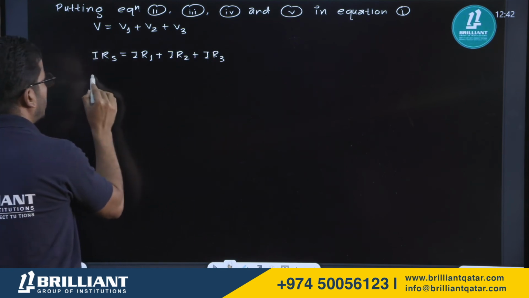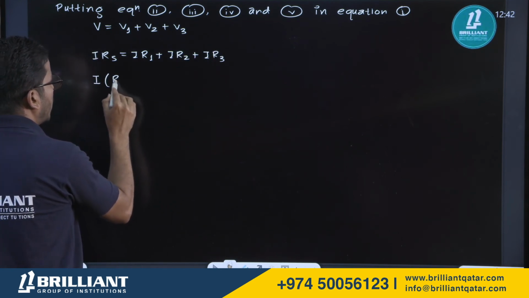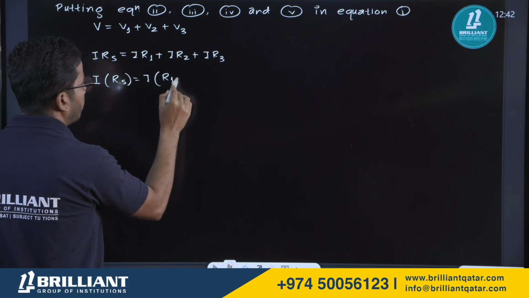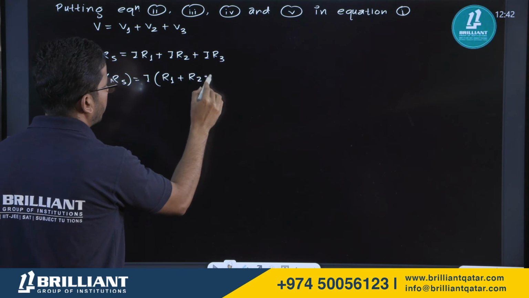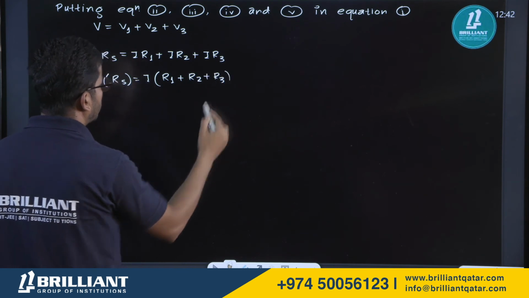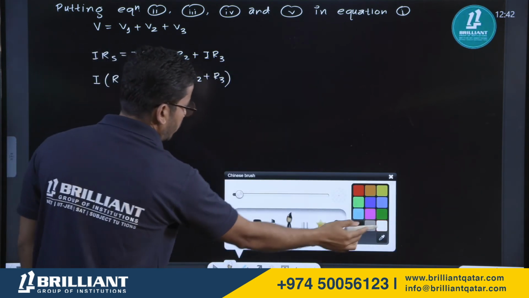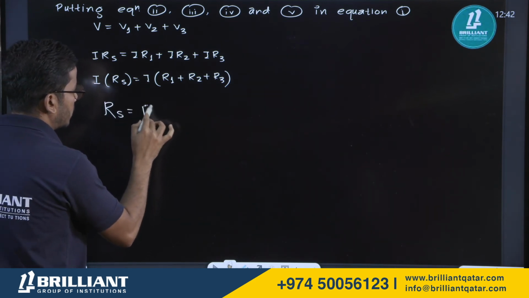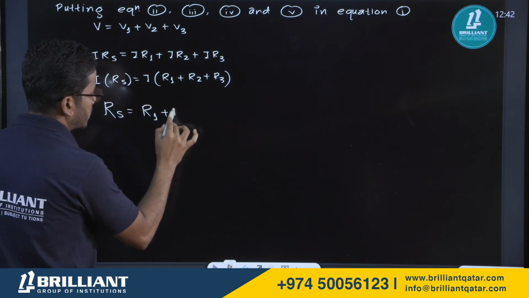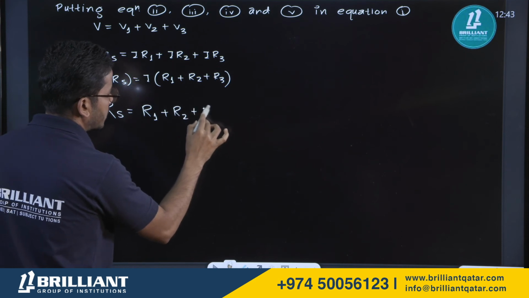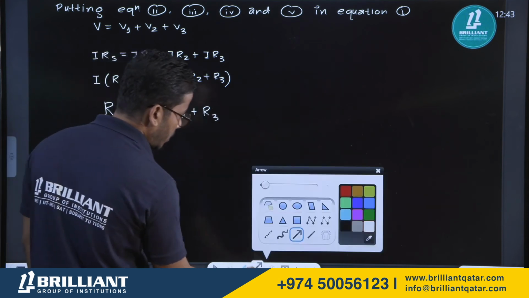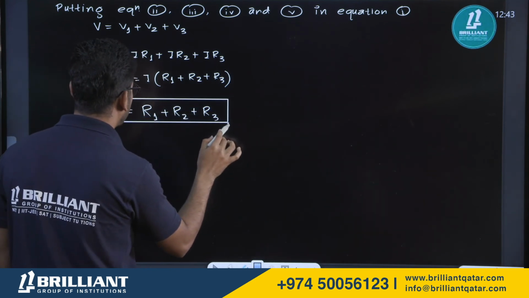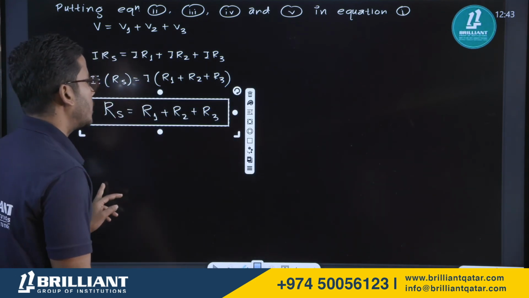After that, you will take I common. So RS will be equal to I common, R1 plus R2 plus R3. So I and I will get cancelled, and there you go. This is how you got your formula: RS is equal to R1 plus R2 plus R3. So total resistance is equal to the sum of individual resistors.